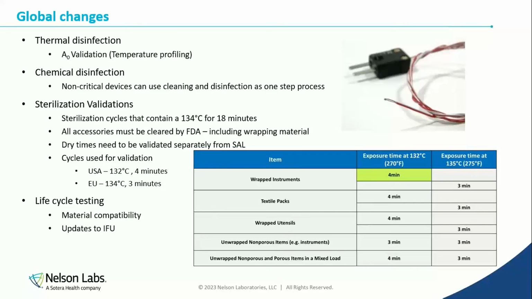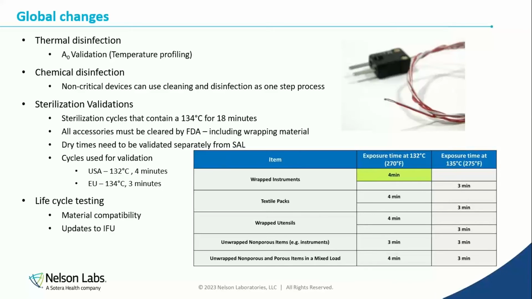Of course, all accessories must be cleared by FDA, including wrapping material. Dry times need to be validated separately from SAL. We're seeing legacy products, or any products before 2010, coming back, because SAL and dry time validations were performed together. But now there's a requirement that they have to be performed separately. So those are some of the findings by regulatory that need to be addressed. You want to think about what you need to do to mitigate that risk, and also do at least a verification test, not a full validation, but a verification test would suffice.